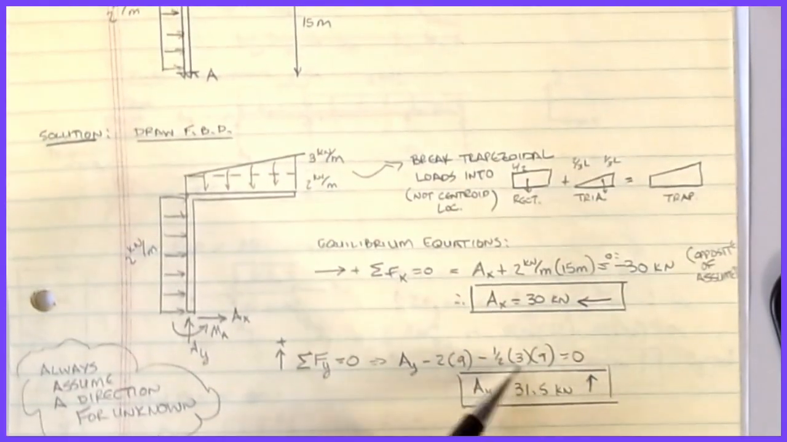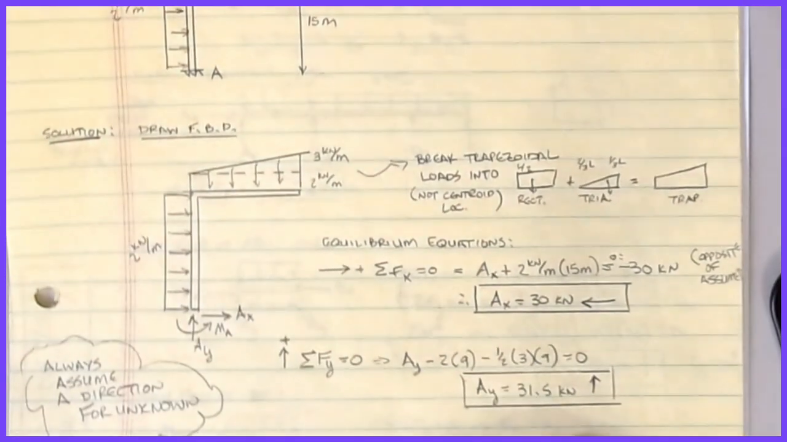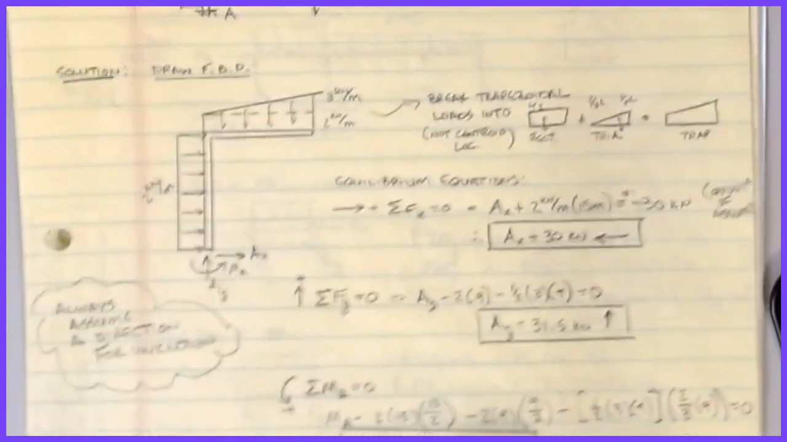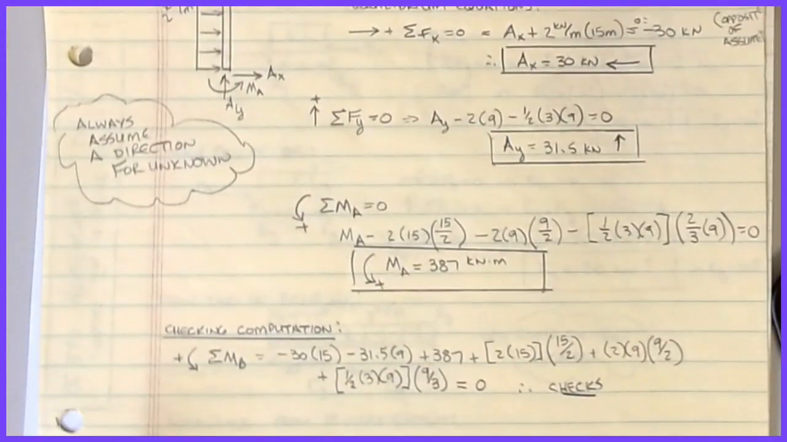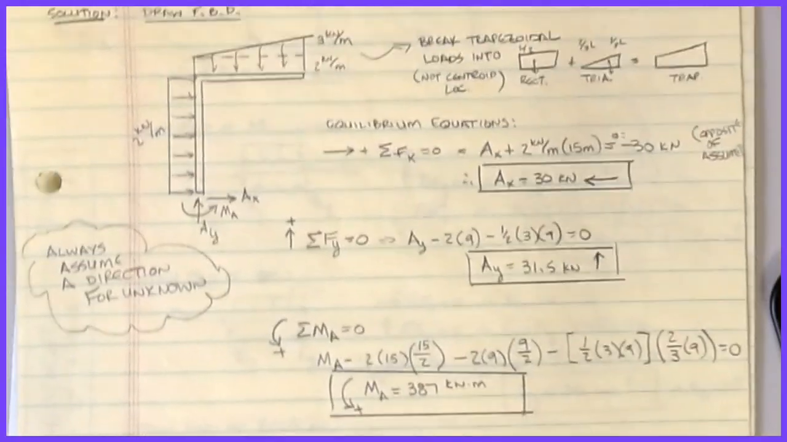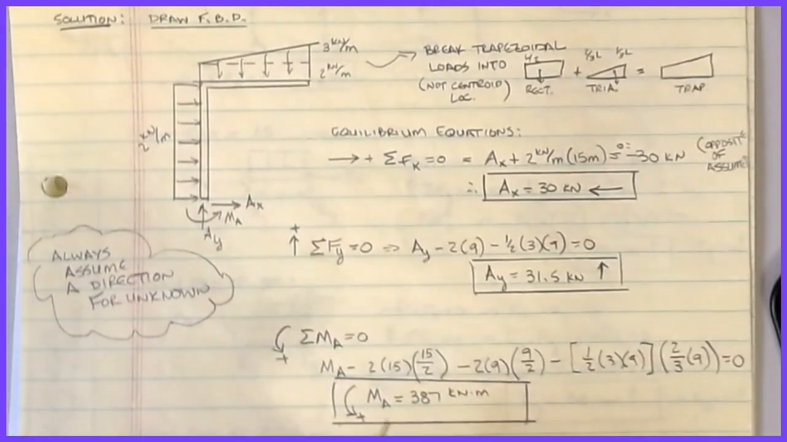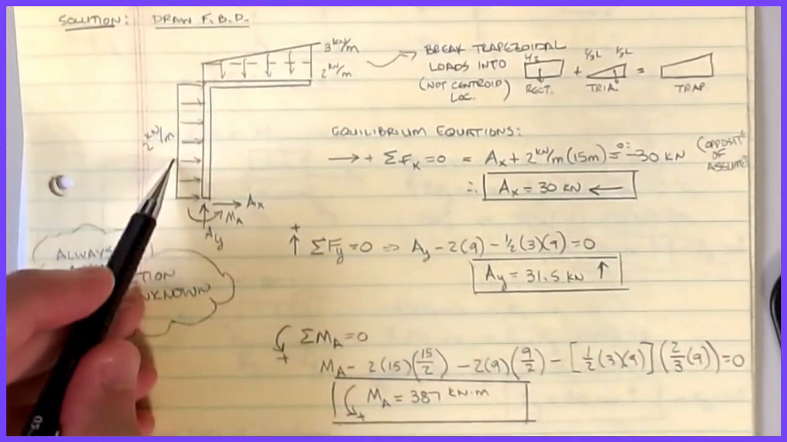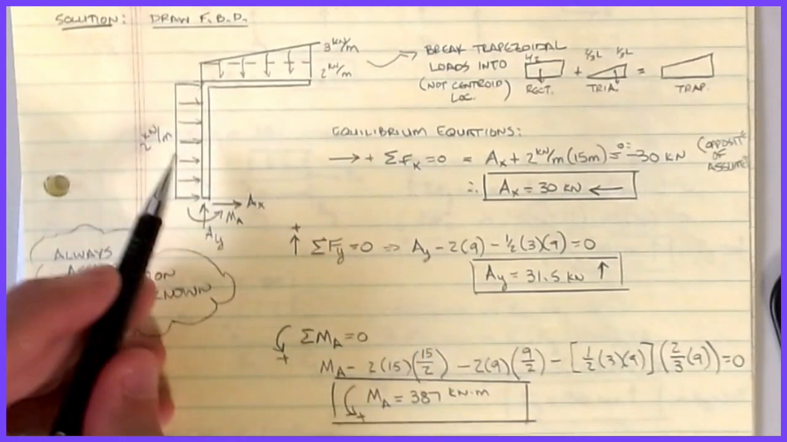Okay, so 1/2 of 3, and then times 9, its width, equals 0. I can solve for AY as being 31.5 kilonewtons acting up as we look at that. Okay, and then to get the moment, same basic idea: now we come and we get our lengths. So for this one, it's 2 times 15, and then it's acting at the middle.